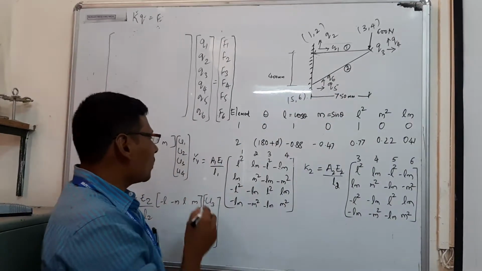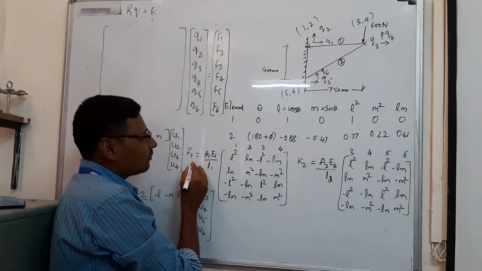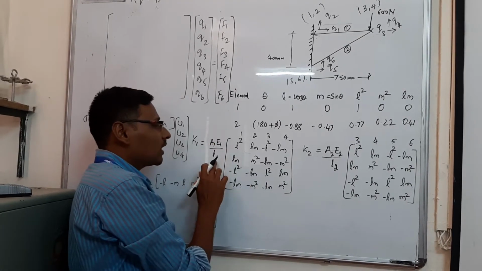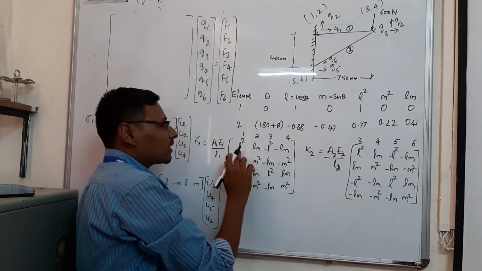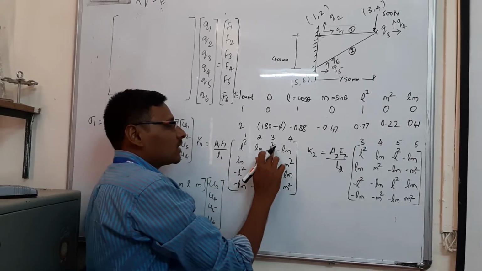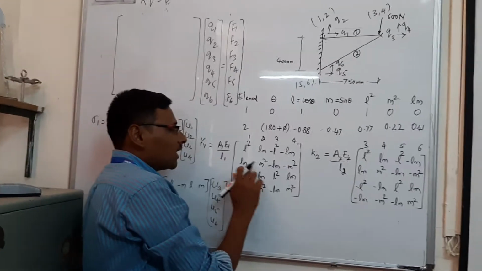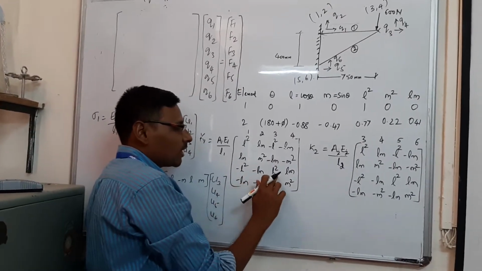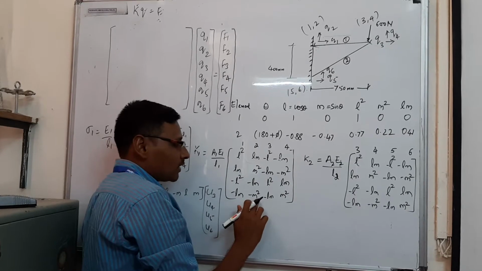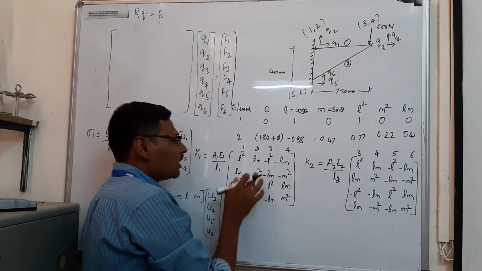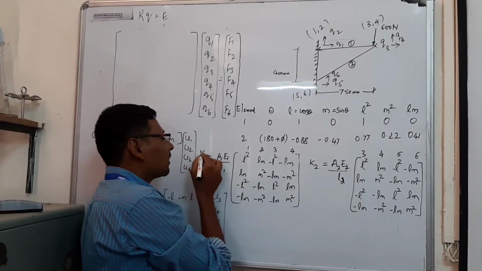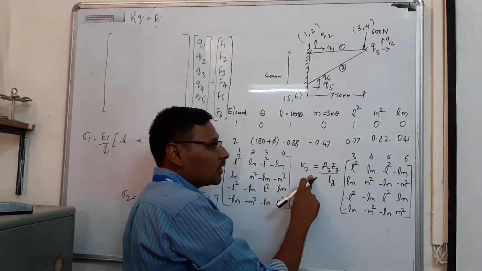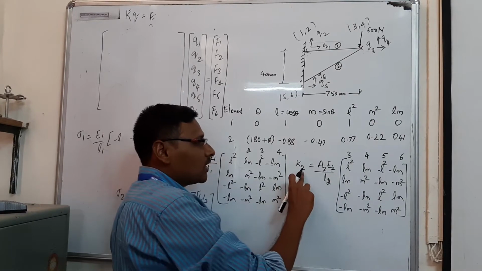K1 is going to be calculated by using this formula in the case of the truss element, given by A1 E1 divided by L1 times the matrix: l square, lm, minus l square, minus lm; lm, m square, minus lm, minus m square; minus l square, minus lm, l square, lm; minus lm, minus m square, lm and m square. This is how we find the stiffness matrix with respect to element 1, that is K1. Similarly with respect to element 2, which is called K2.